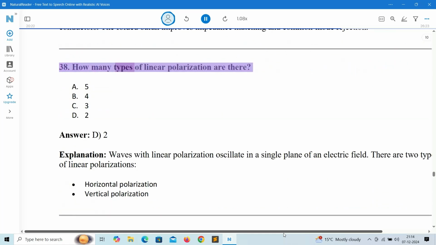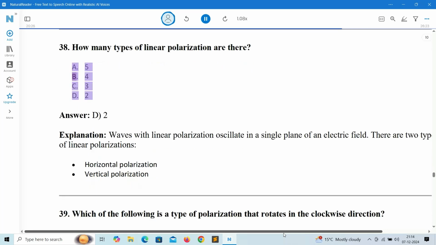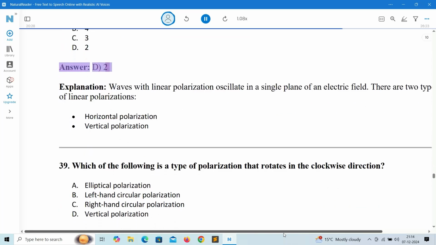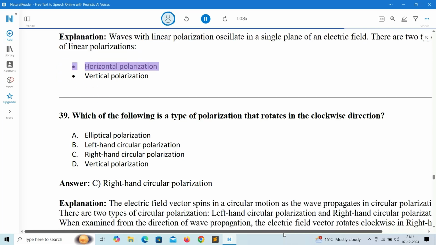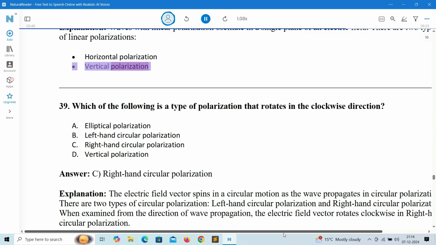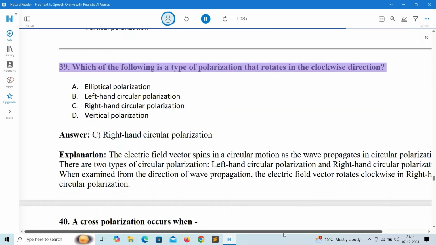38. How many types of linear polarization are there? A. 5 B. 4 C. 3 D. 2. Answer: D. 2. Explanation: waves with linear polarization oscillate in a single plane of an electric field. There are two types of linear polarization: horizontal polarization and vertical polarization.